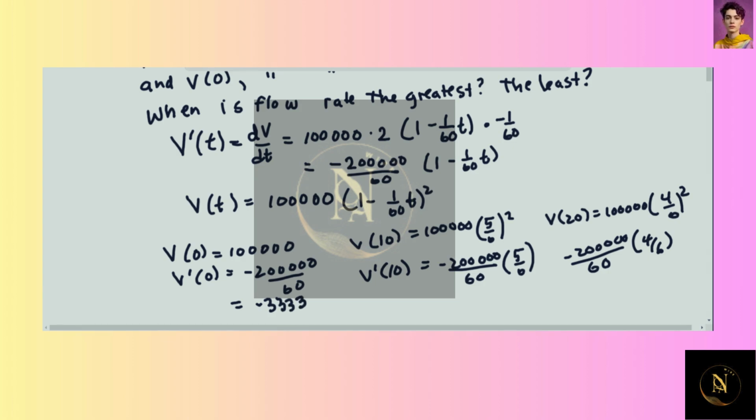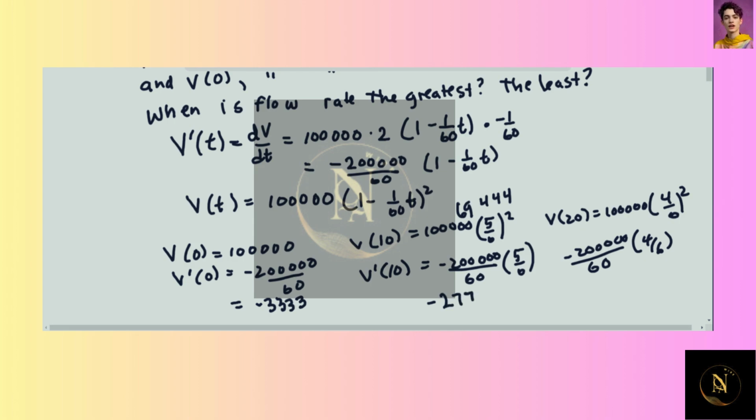All right, then the next one, 5 divided by 6 squared times 100,000. So after 10 minutes, now the volume is already down to 69444. And here we have 5 divided by 6 times 3333. So the flow rate is about this.